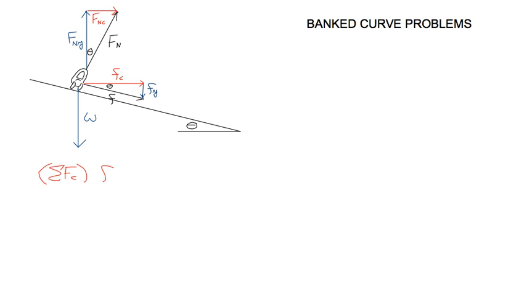So they're going to be the centripetal component of the friction force, positive because it's to the right, and the centripetal component of the normal force. When I add those together, they're going to equal mv squared over r, or m r omega squared.